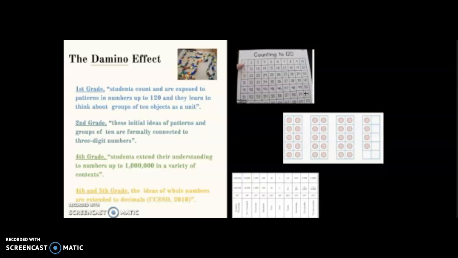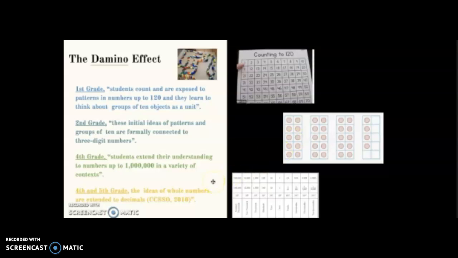In second grade, these initial ideas of patterns and groups of tens are formally connected to 3-digit numbers. Right here we have the boxes, where we begin demonstrating the units: the tens and the ones, and how the ones become the tens, and when we have 10 tens, they become 100, and so forth.